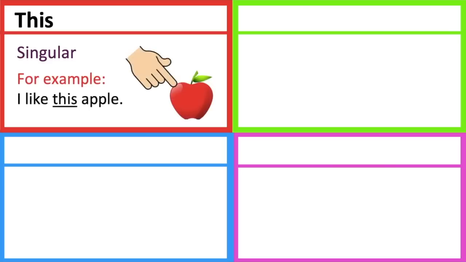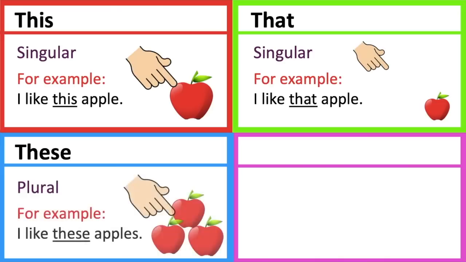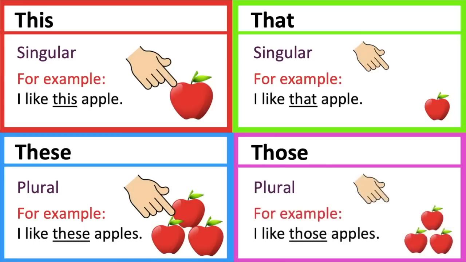This is singular. For example, I like this apple. That is singular. For example, I like that apple. These is plural. For example, I like these apples. Those is plural. For example, I like those apples.